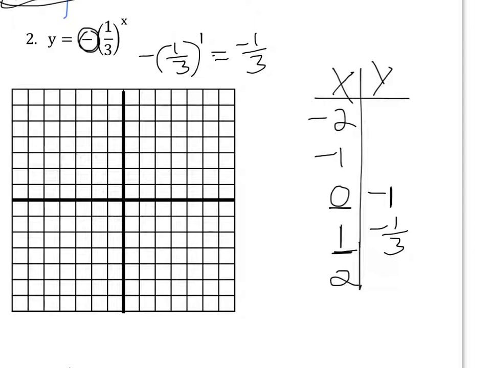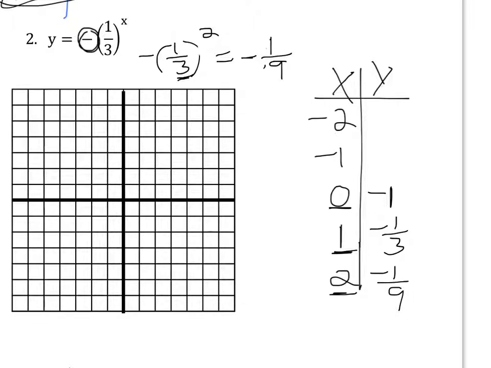Okay, then if I put in 2 for x, so we have -1/3 squared. The negative stays on the outside, and then 1 squared is 1. When you get 3 squared, it's 9, so it gives us -1/9.